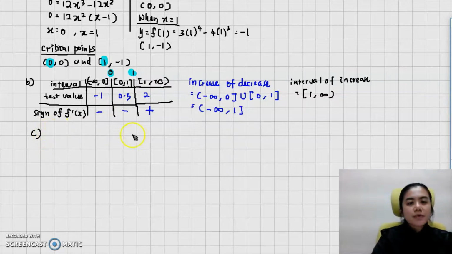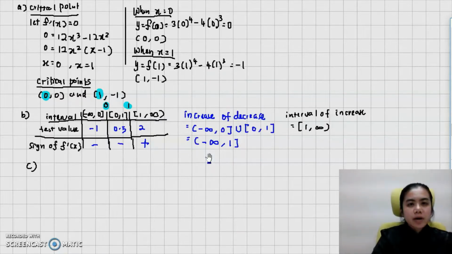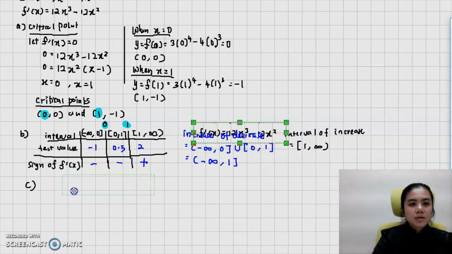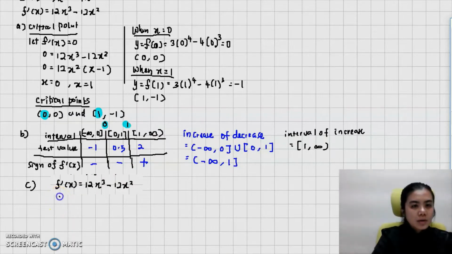So the first thing you have to do is find your f double prime. Let's go back to our f prime just now. Where's our f prime? Okay, we have our f prime here. So now we're looking for the f double prime. F double prime is basically equal to 36x squared minus 24x.